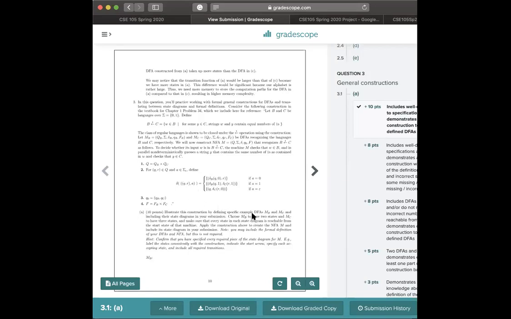3A asks us to provide two DFAs, MB and MC, where MB has 2 states and MC has 3 states. And using this constraint and the construction above, we have to create a new NFA, M. Now let's take a look at the formal construction.